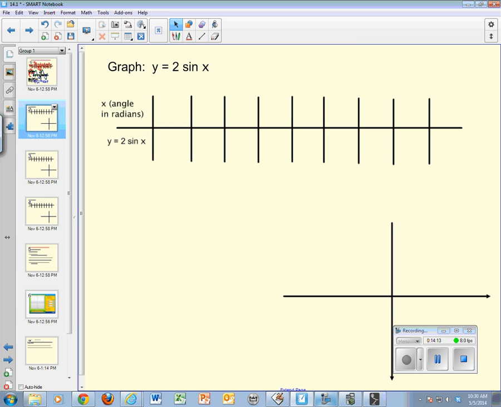So this one, we're going to graph 2 times the sine of x. So it should have the same shape again. That 2 is just going to make a little adjustment on it. Let's pick these angles: -2 pi, -3 pi over 2, -pi, -pi over 2, 0, and then the positives of those.